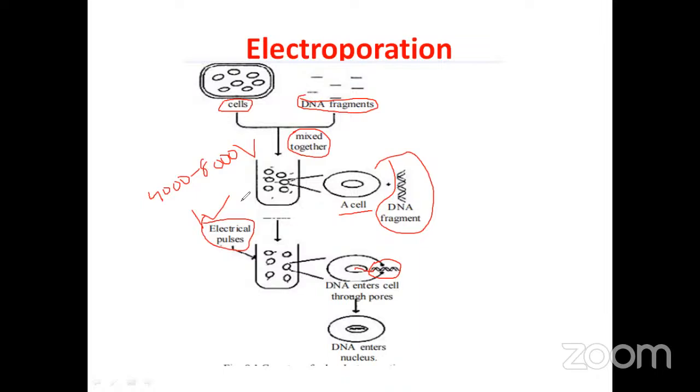Through these pores, the desired DNA enters inside the cell and finally enters the nucleus, fusing with the nuclear genome. This technique can be used for delivery of DNA into intact plant cells and protoplasts. Intact plant cells means healthy cells, healthy protoplasts only. So this is the first method.